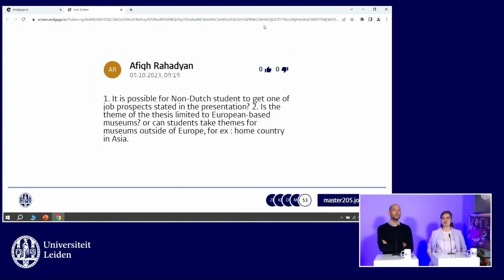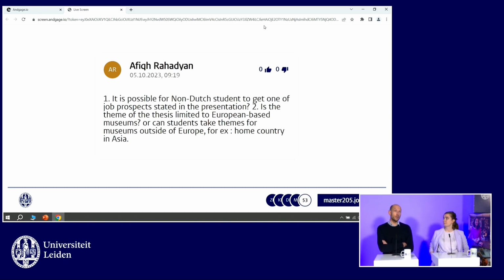But job prospects, they are there. I would be remiss to say that it is easy peasy for an international student, but it is a possibility. And the second one is: is the theme of the thesis limited to European-based museums? Or can students take themes for museums outside of Europe, for example, a home country in Asia?